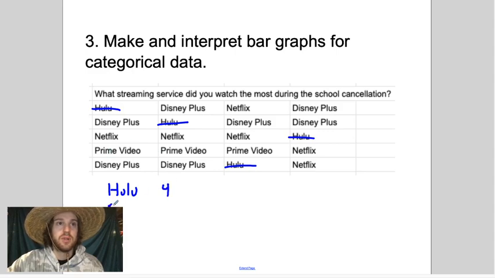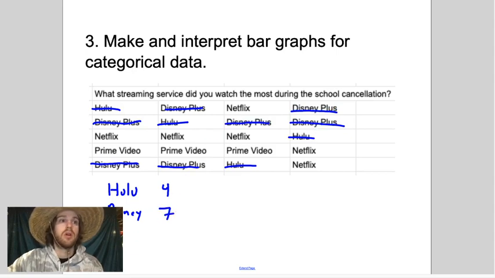Next one is Disney Plus. All right, Disney Plus. 1, 2, 3, 4, 5, 6, 7. You gotta watch all 19, whatever they are. How to Train Your Dragon, or what is the most sequels? I don't know. Okay.